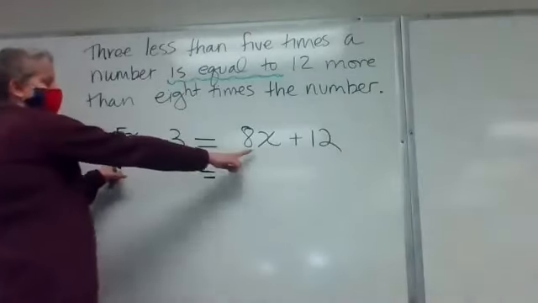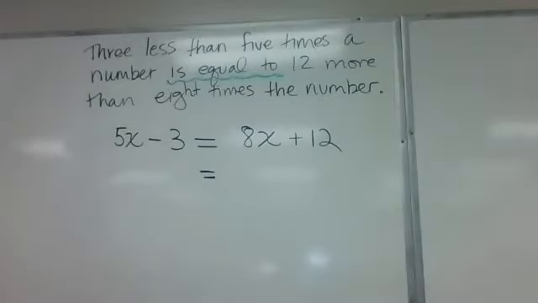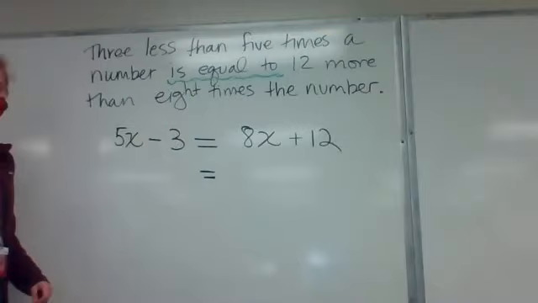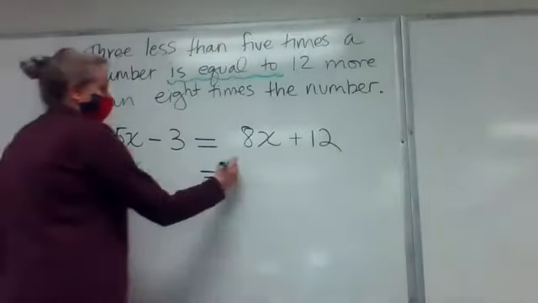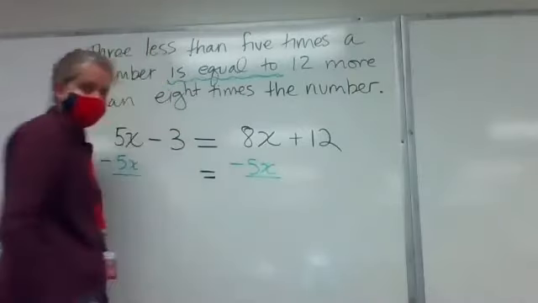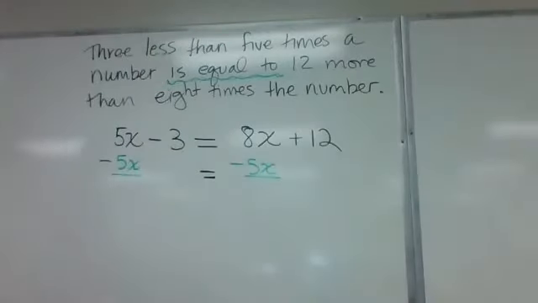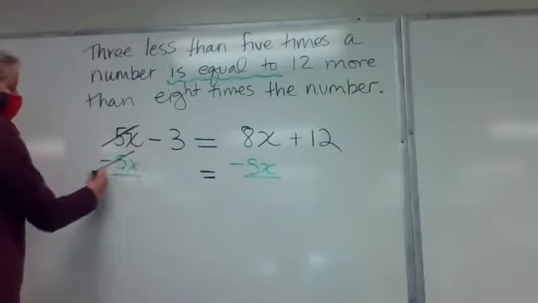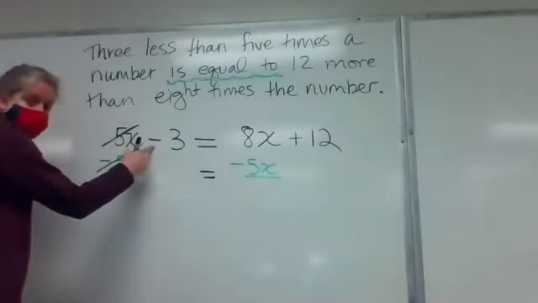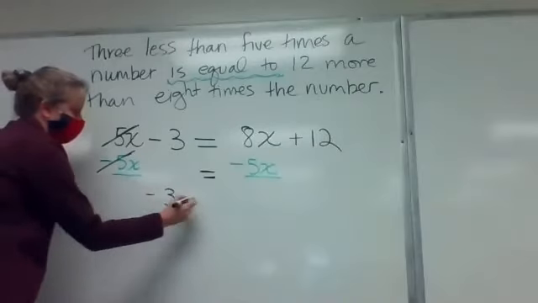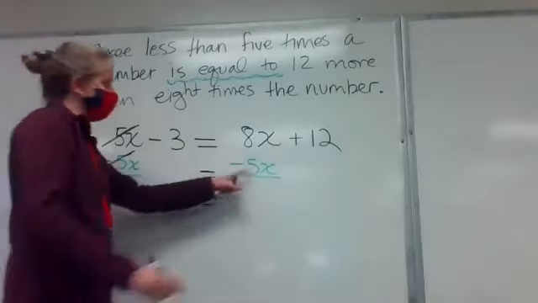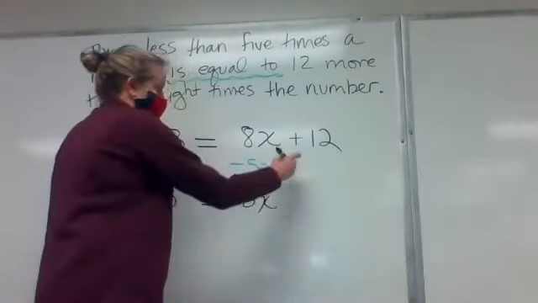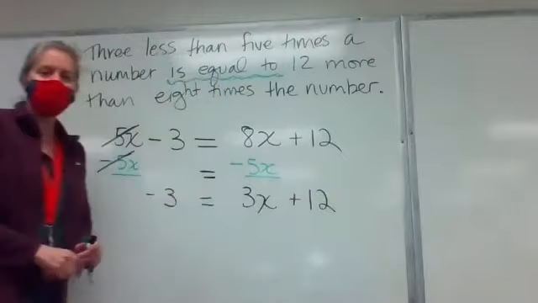I've got x's on both sides, which means I am going to knock out my smallest one. I'm going to knock out this 5x with a minus 5x on both sides. So my 5x is gone here. Remember, don't forget the sign. So I'm left with a -3 on the left. On the right, I've got 8x minus 5x, which is 3x. Drop down my plus 12.